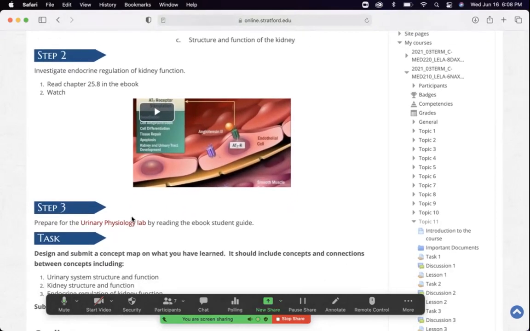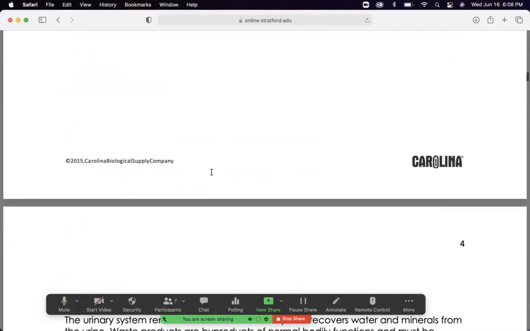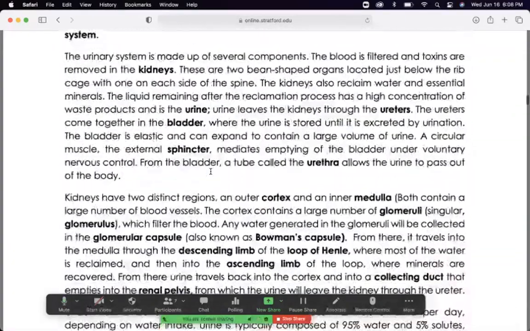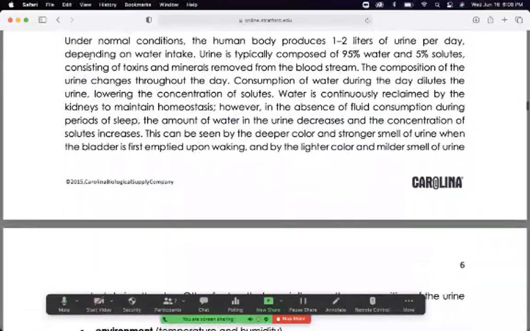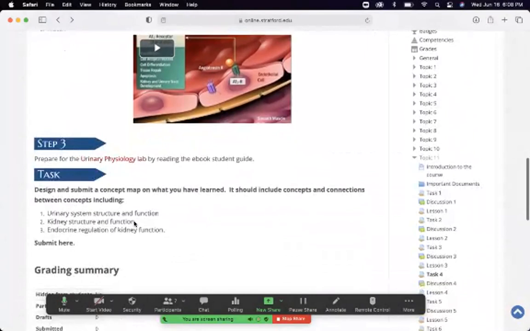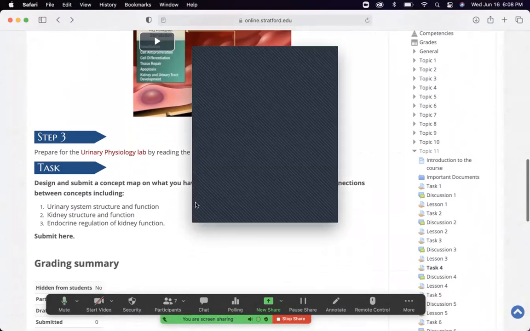And as usual, if you look here at the urinary physiology lab, please don't do the lab. But there are these lovely notes. They're like quick notes, okay? And they're a little bit easier to read than the chapter itself. So: urinary system structure and function, kidney structure and function, endocrine regulation of kidney function. Doesn't all you hear is structure and function? Because of course you're in an anatomy and physiology class.